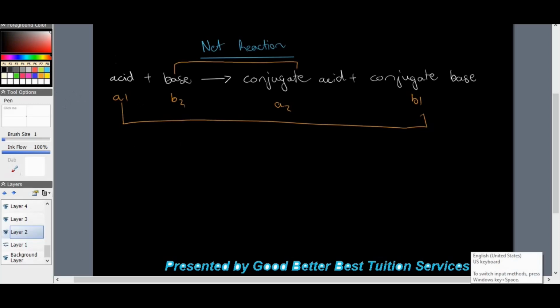the first one, if I decide to take hydrochloric acid, HCl, and react that with ammonia, which is NH3. Okay, let's say I decide to do that. We know that the acid is hydrochloric acid, so we denote that as A1, and we know ammonia is the base because we've identified the acid, so ammonia becomes B2.